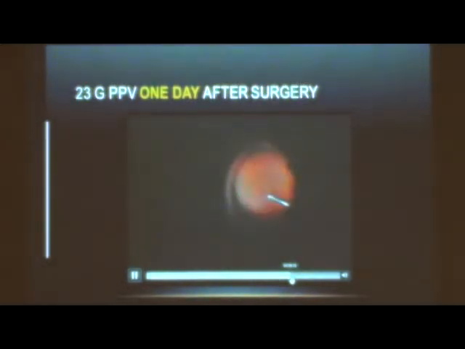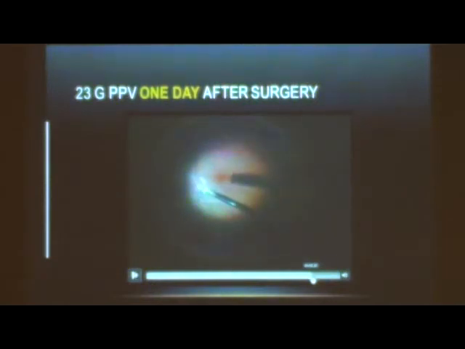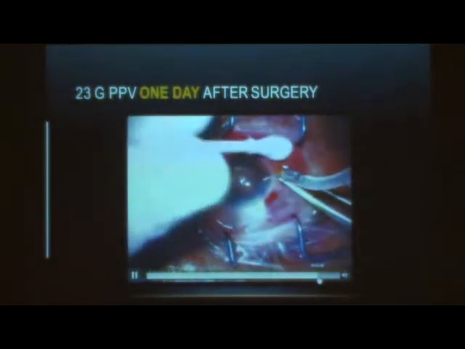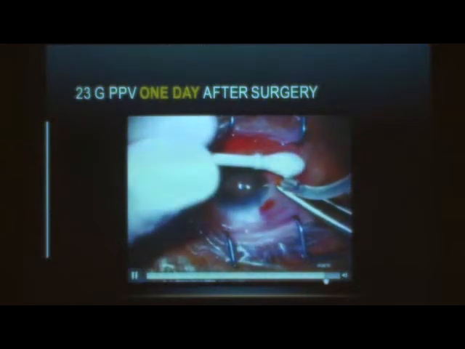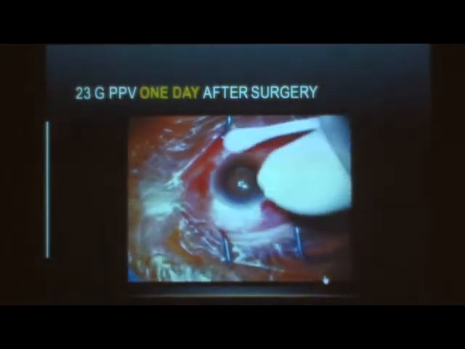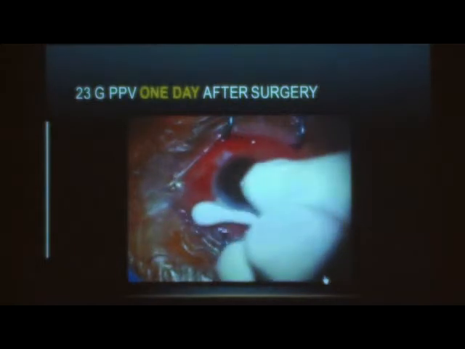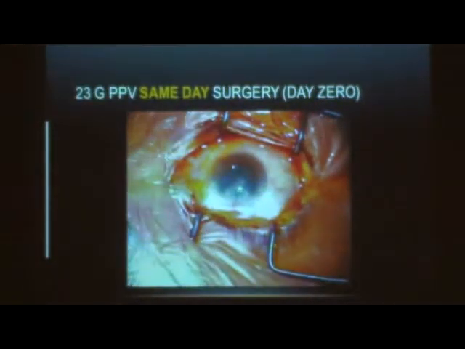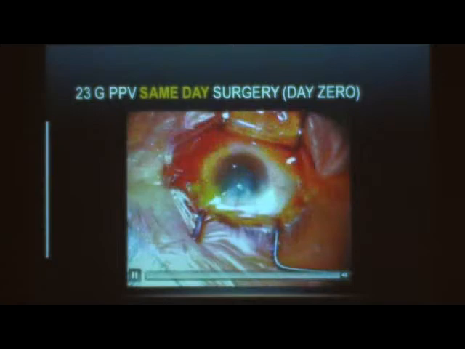Again, you check all the periphery. At the end, you have a nice clean retina. And at the end, you remove your cannulas. And you have a nice, almost untouched eye. So there is not much invasion to the eye after the vitrectomy. Again, this case was done on the same day.